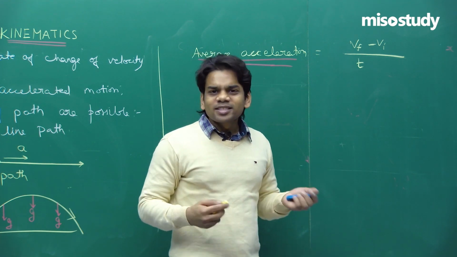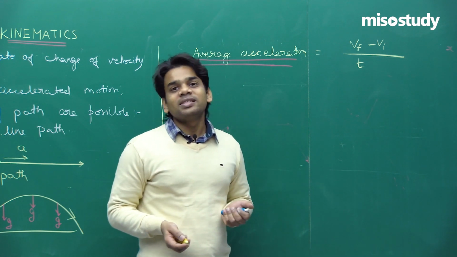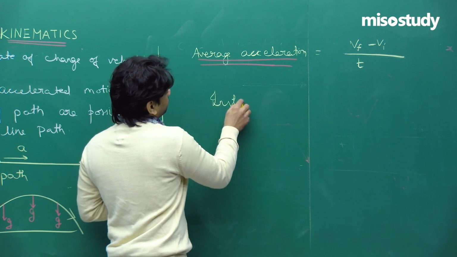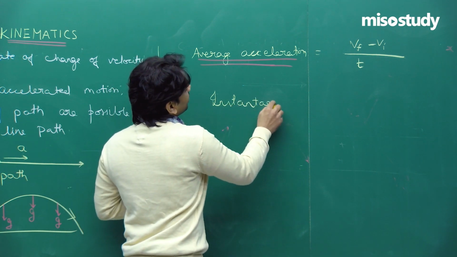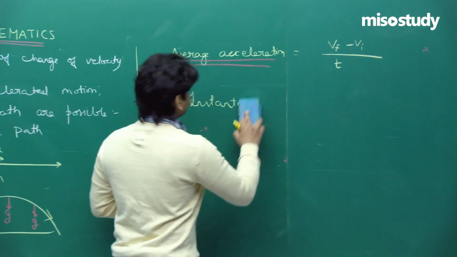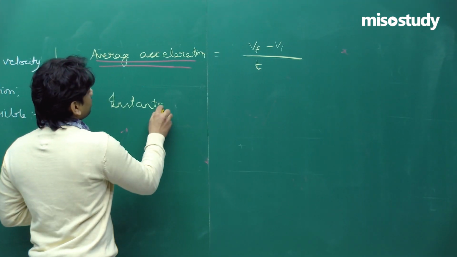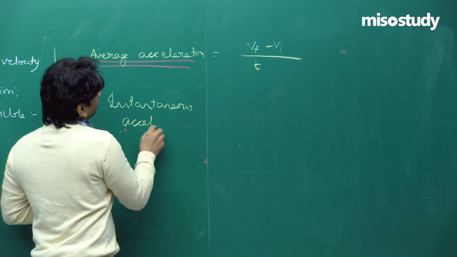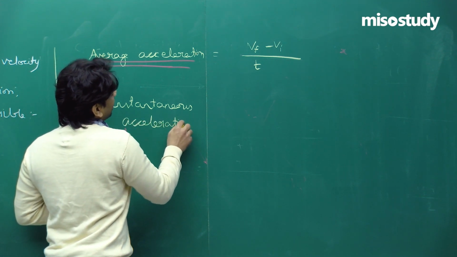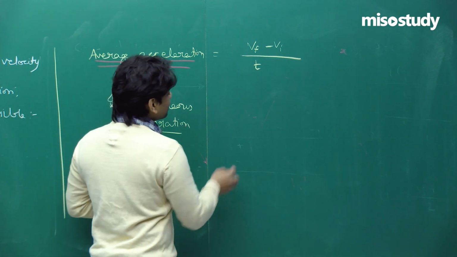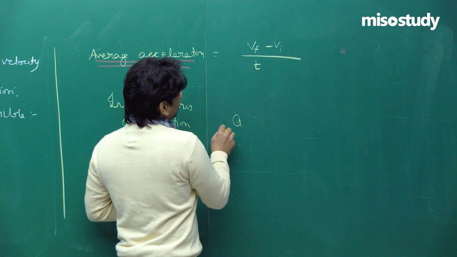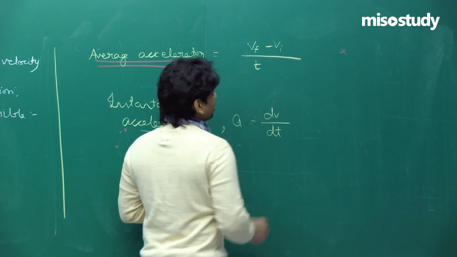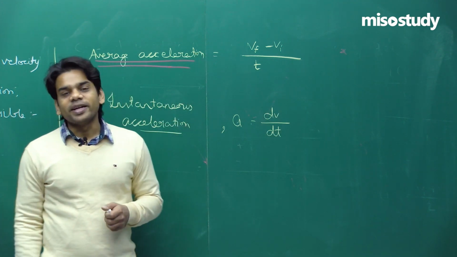And if we talk about instantaneous acceleration, when I'm using the term instantaneous acceleration, we mean that we are checking the acceleration at that particular instant of time. Let's say this is A, it will be given as the change in velocity at that particular instant of time, that is A is equal to dv by dt.